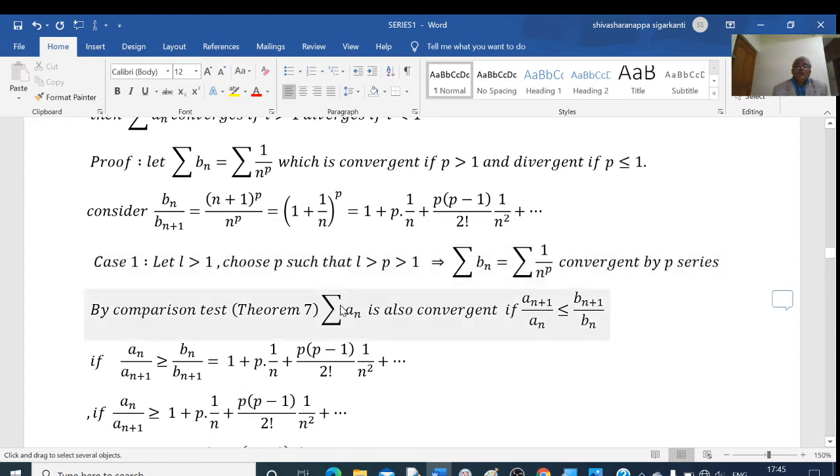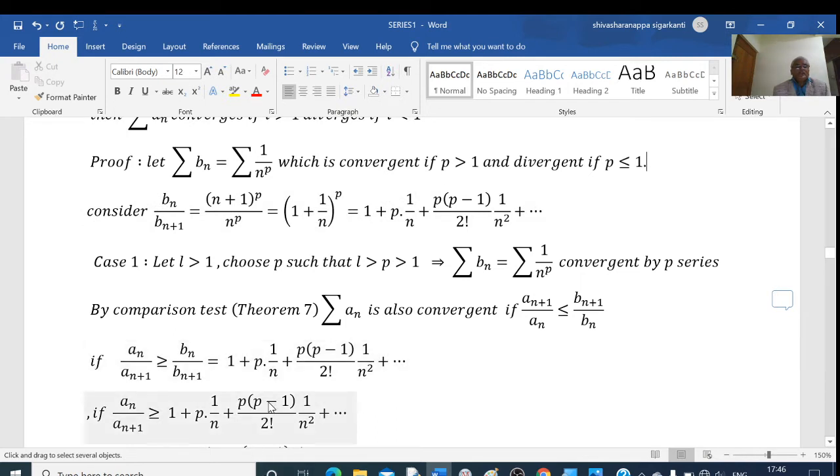Then sigma An is also convergent if this condition is satisfied. That is, if I take the reciprocal, that is An by An plus 1 is greater than or equal to Bn by Bn plus 1. And what is Bn by Bn plus 1? Bn by Bn plus 1 equals 1 plus p into 1 by n plus p into p minus 1 by 2 factorial into 1 by n square plus and so on.